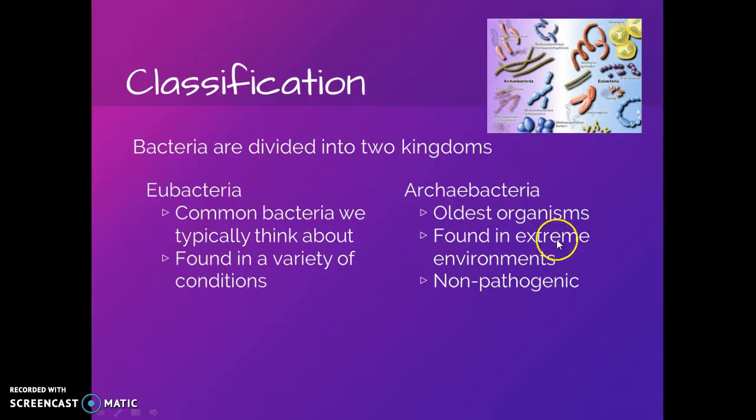Archaebacteria, however, are more extremophiles. They love to live in extreme environments. Some are thermophiles, meaning they can live in extremely hot environments. Some are acidophiles, meaning they can live in extremely acidic conditions. These are not pathogenic. These are not disease-causing. They don't live within us. But they are some of the oldest organisms that we know of on this planet.